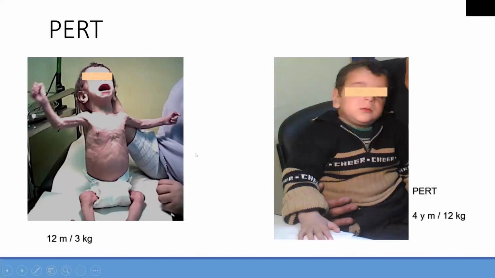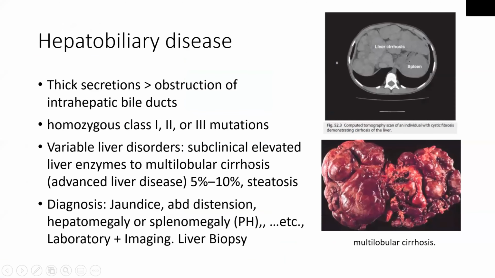This is one of our patients, and he presented for the first time at the age of 12 months, and his weight was 3 kilograms. And this was at the age of 4 years. He was at that time on pancreatic enzyme replacement therapy. Liver disease is also a feature. There is liver cirrhosis and biliary obstruction, jaundice, and portal hypertension with splenomegaly and so forth.